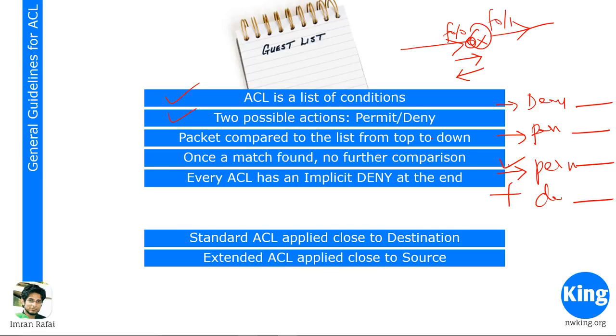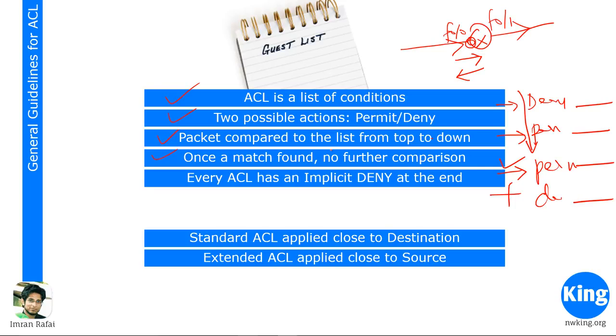Whenever a match is found, it starts comparing from top to bottom, right? So that's how it is. But once that match is found, it doesn't do anything further. It doesn't compare the conditions that follow. It stops there, takes action depending on permit or deny, and then goes to the next traffic and starts from the beginning all over again. So once a match is found, that's it, done. They discard or permit that traffic, and then they go to the next traffic.